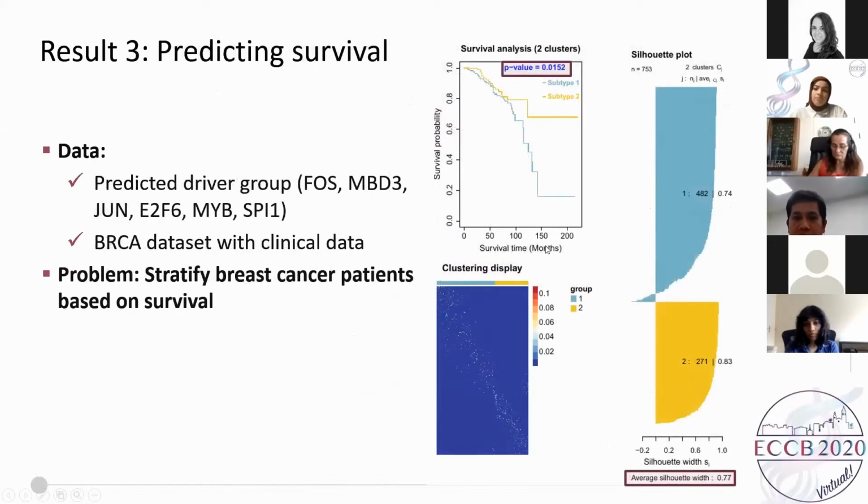We also use the predicted driver groups to stratify the breast cancer patients, and the results.